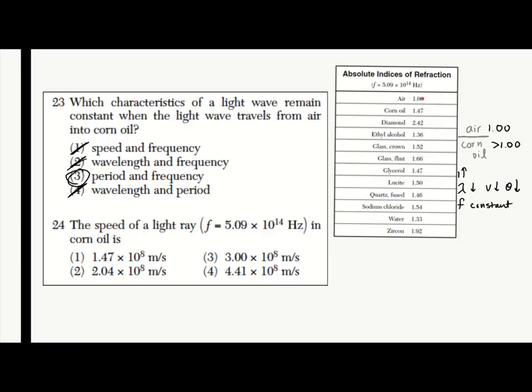Okay, so now I pulled it up. Corn oil's N value. This is on your reference table. You've got to poke around for it. It's 1.47. So that's the N value for corn oil. And we are using this equation, N equals C over V. N for corn oil is 1.47. This is the ratio for vacuum to corn oil. 1.47 equals C, that's the speed of light in a vacuum, 3 times 10 to the 8th meters per second, over V. And we're solving for what V is. So 3 times 10 to the 8th divided by 1.47 is our answer.